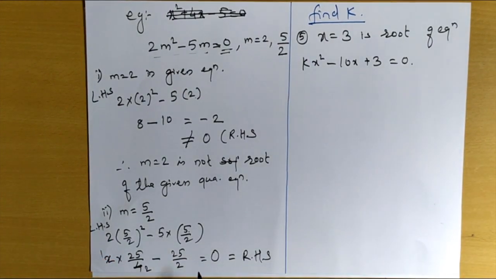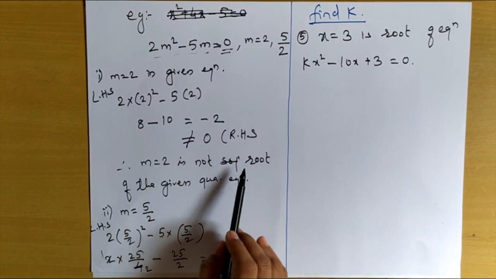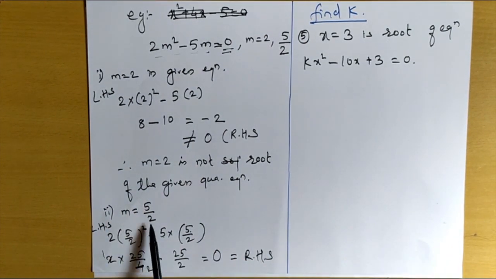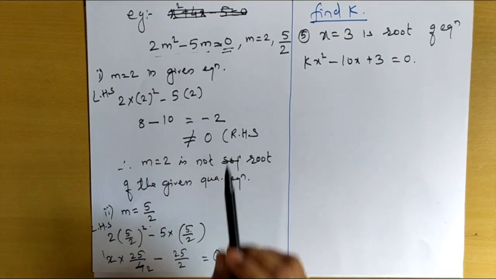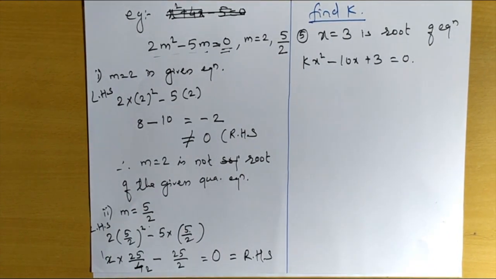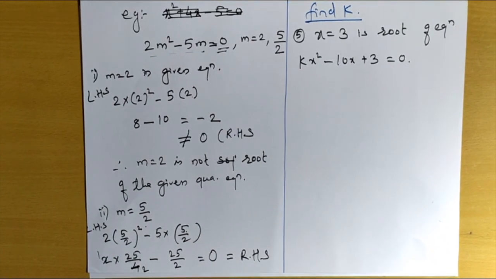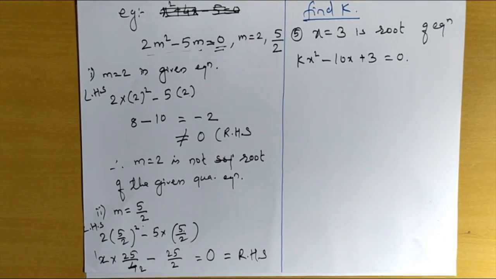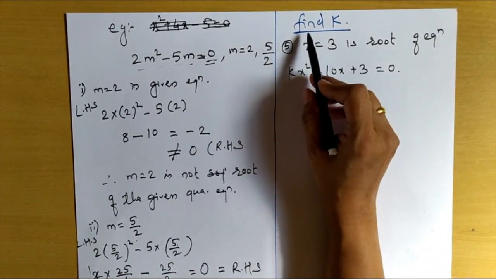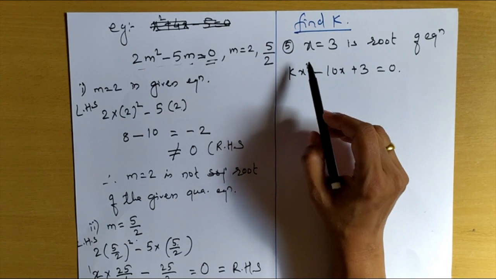So here in this case, m equal to 2 is not a root of the given equation, but m equal to 5 upon 2 is the root of the given quadratic equation. In this way, you have to find out whether the given value is the root of the given quadratic equation or not.